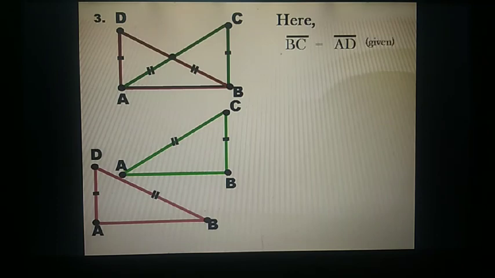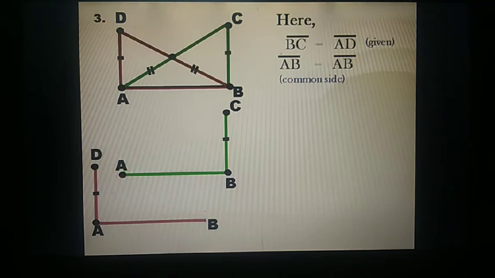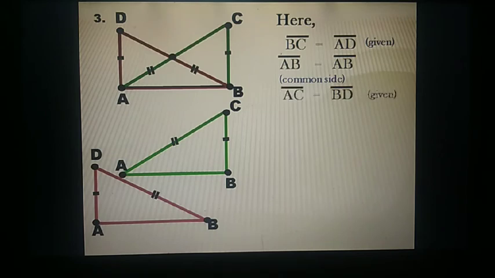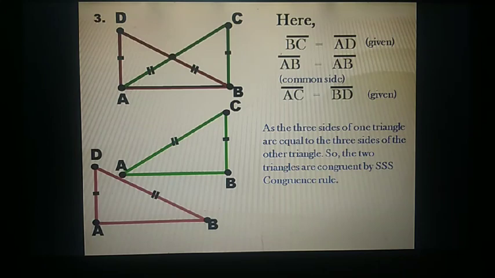Next, AB, they both are common. This side is common in both the triangles. Next, left side is BD and AC, and this side has a double dash on it. It means it's given that the two sides are equal in length. Now again, as the three sides are equal, the two triangles are congruent by SSS congruence rule.